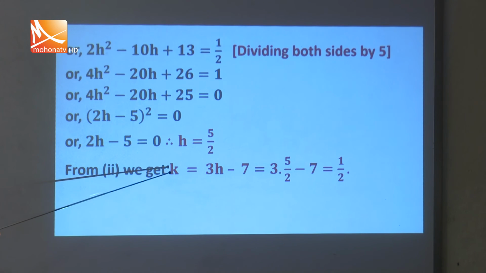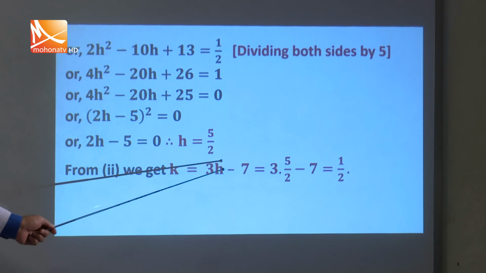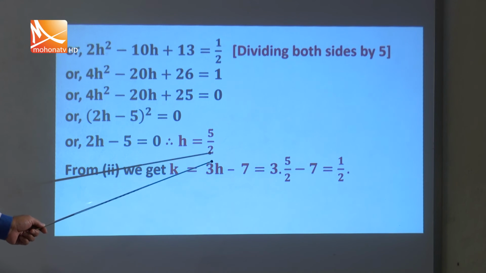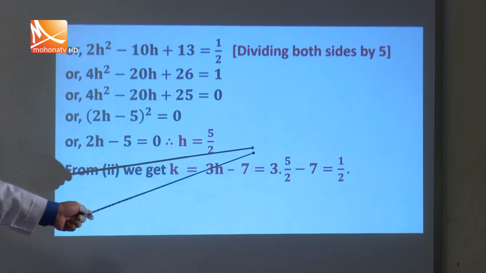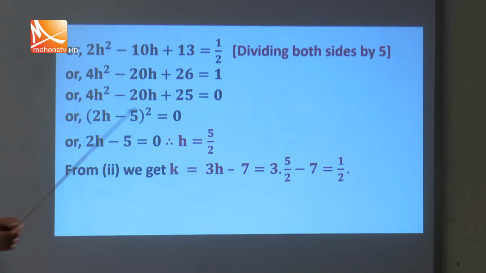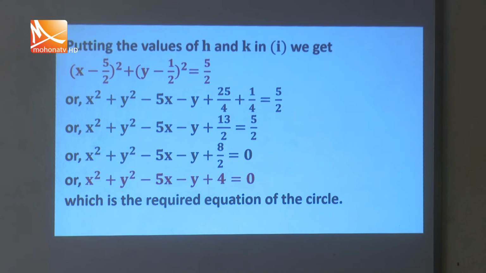From 2 we get k equals 3h minus 7. So if we put the value of h, 3 into 5 by 2 minus 7, by making the calculation of this part we will get the value of k is half. Okay, we have already got the values of h and k. Now if we put the values of h and k in 1, we get (x minus 5 by 2) whole square plus (y minus half) whole square equals 5 by 2.